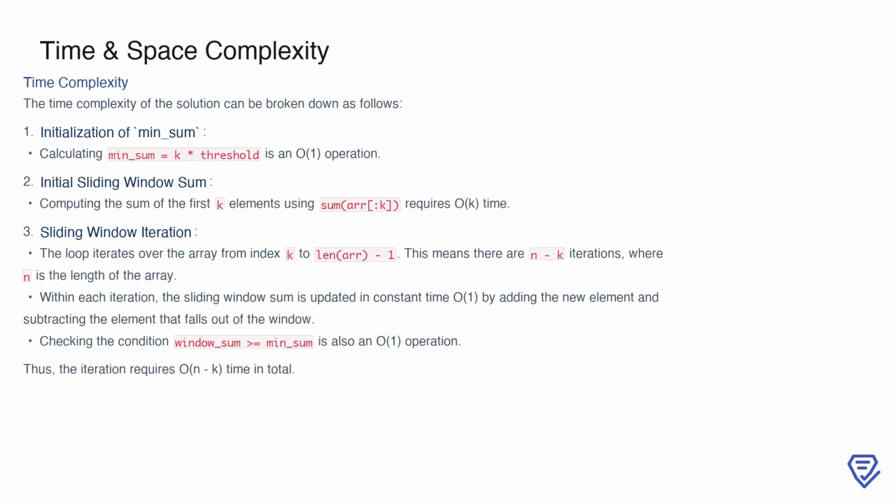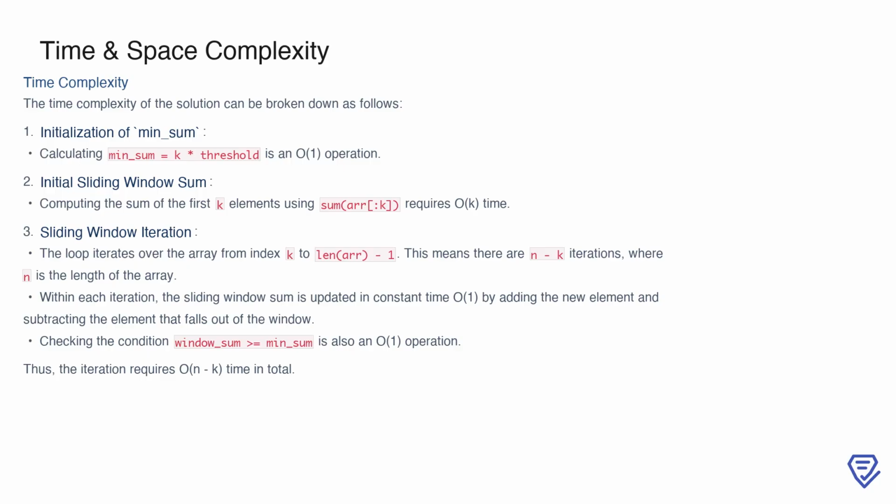Here, we break down the time complexity of the solution step by step. First, the initialization of the min_sum value involves a simple calculation, which is an O(1) operation because it doesn't depend on the size of the array. Next, to compute the sum of the first k elements using sum(arr[:k]), we need to traverse these k elements once, making this step O(k). After that, the sliding window iteration begins.